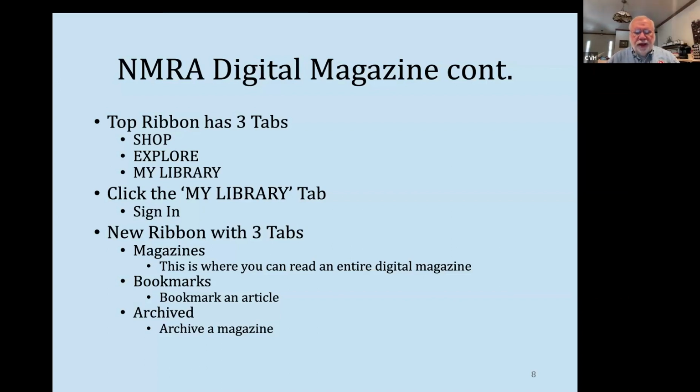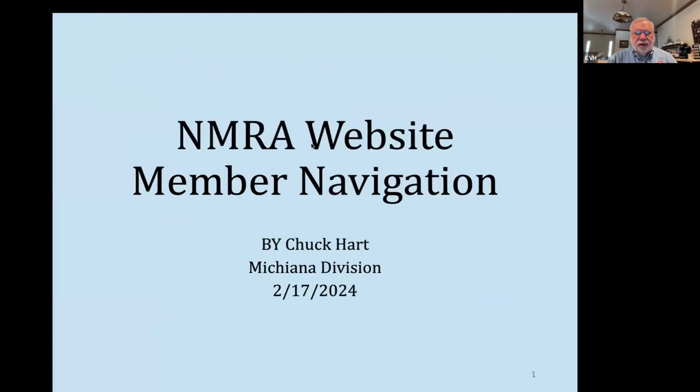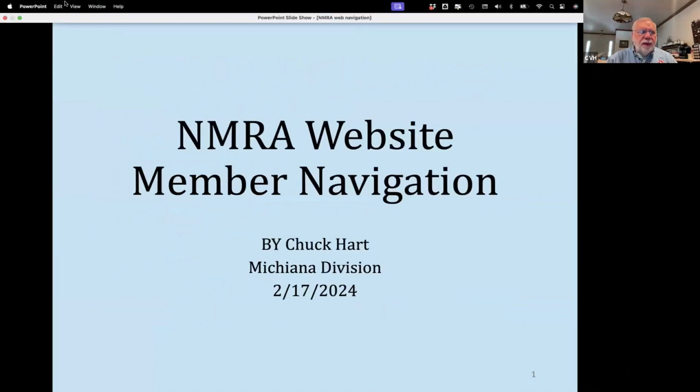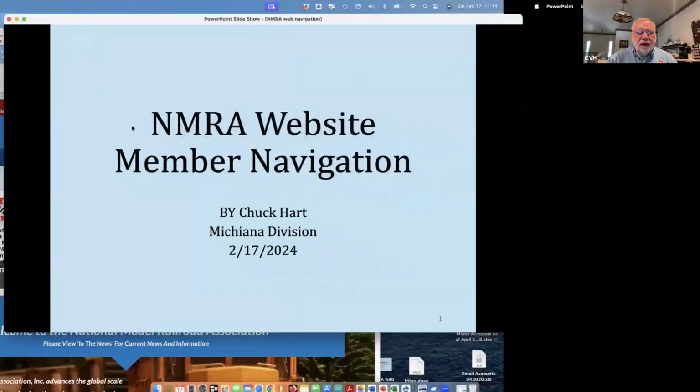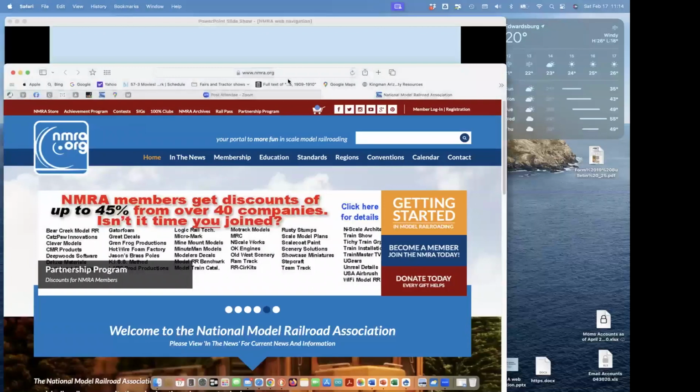The nice thing about the digital magazine is that towards the bottom here, it says magazines. This is where you can read the entire digital magazine, or you can bookmark an article, or you can bookmark or archive an entire magazine. And I'll show you how to do that. All right, so that was that. We're going to go to the website now.